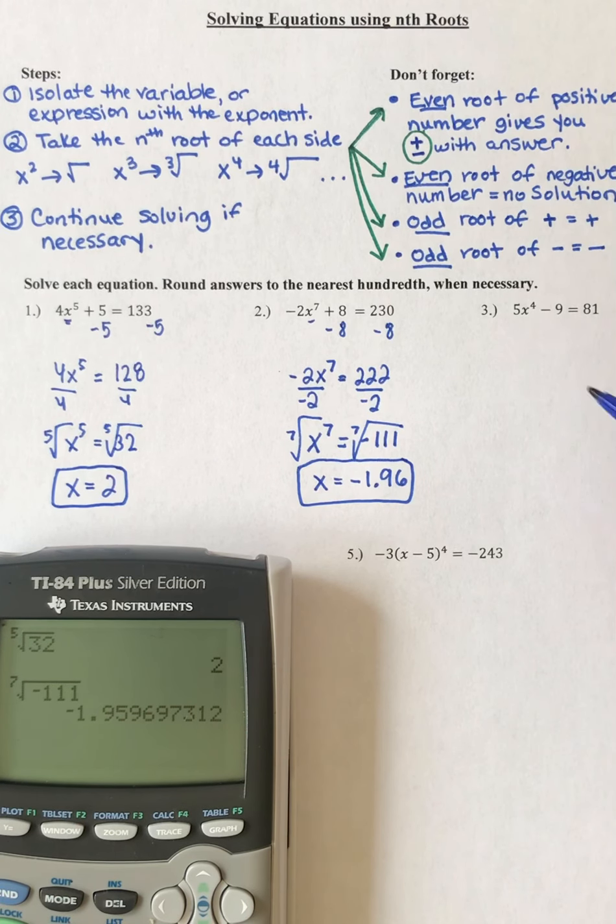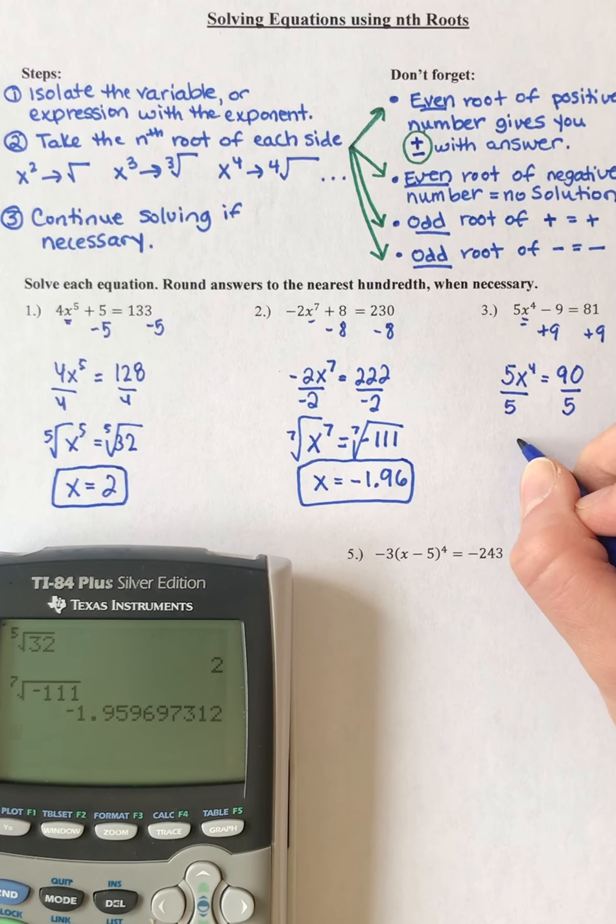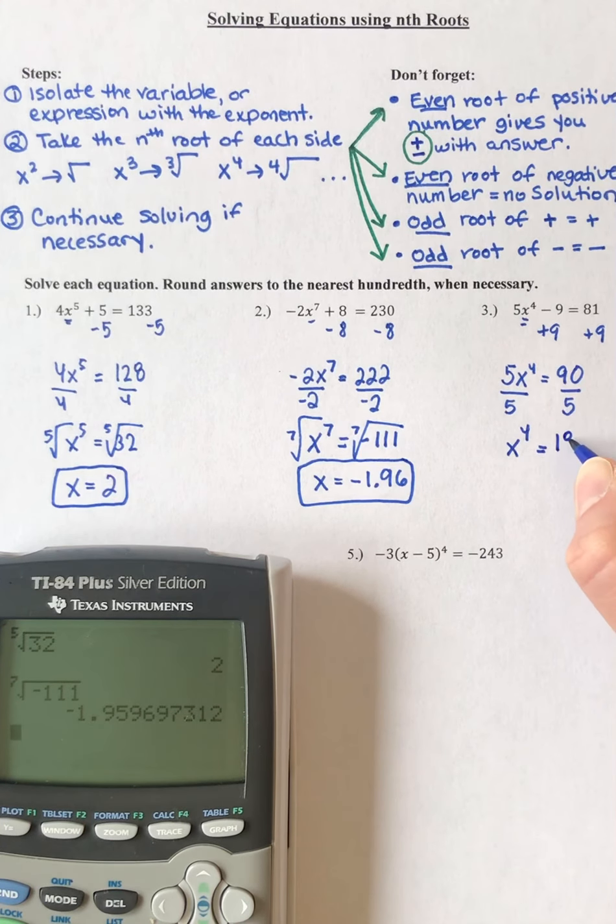All right, let's look at number 3. I want to isolate x to the 4th. So I want to add 9 first. So I get 5x to the 4th is equal to 90. Don't do anything with x to the 4th yet. You want to divide by 5 first. Okay, so I'm going to divide by 5, and I get x to the 4th is equal to 18.